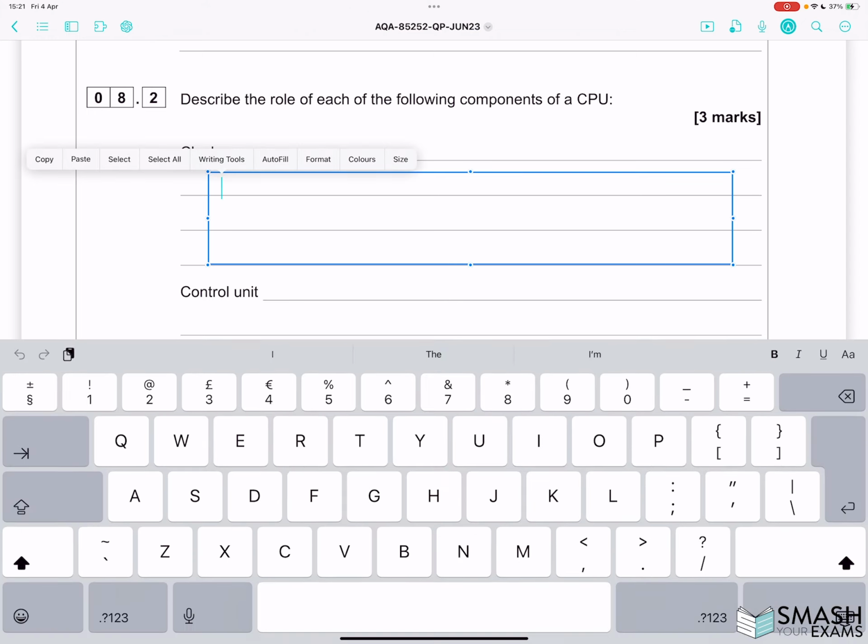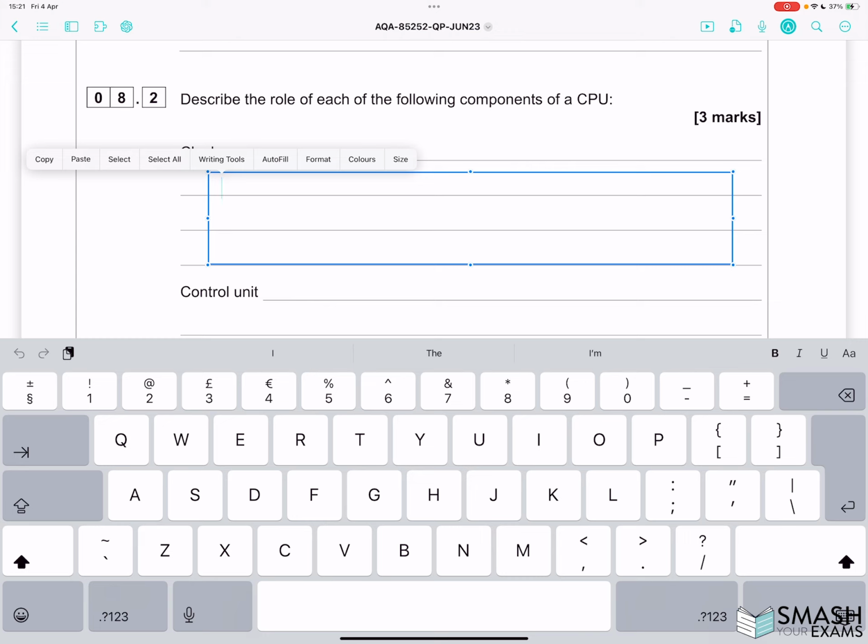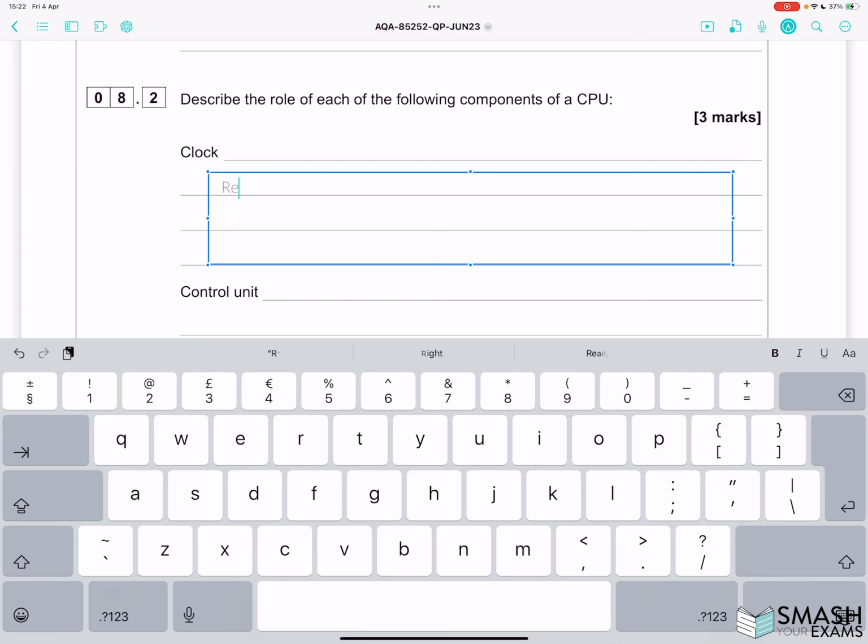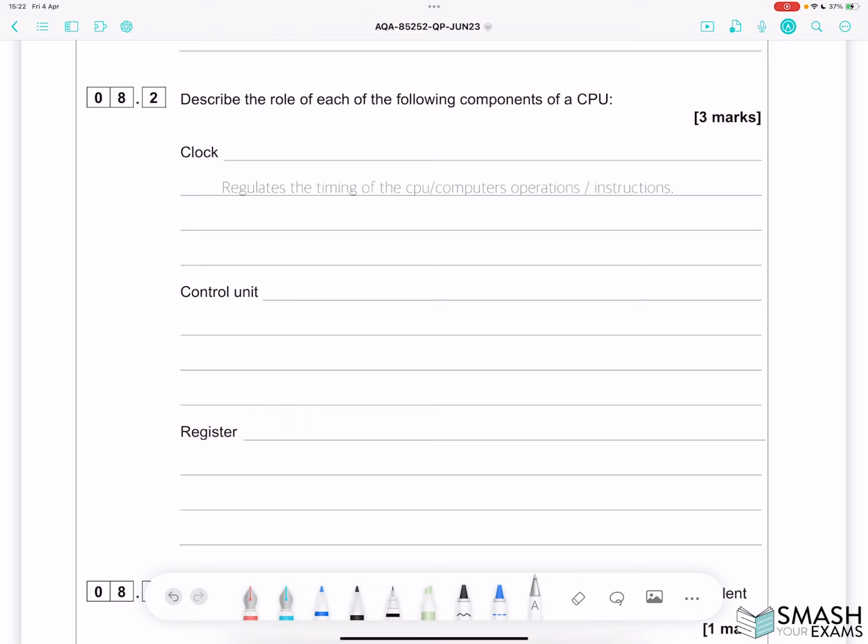So the clock, remember, is a way of trying to regulate the timing and the speed at which the computer, the CPU, can carry out operations. So I'm going to try and phrase that in some kind of way like that. So I'm going to say it regulates the timing of the CPU / computer. Try typing that properly. Computers, operations / instructions. Okay, I'm happy with that. It's only worth 1 mark. That seems like it makes sense.